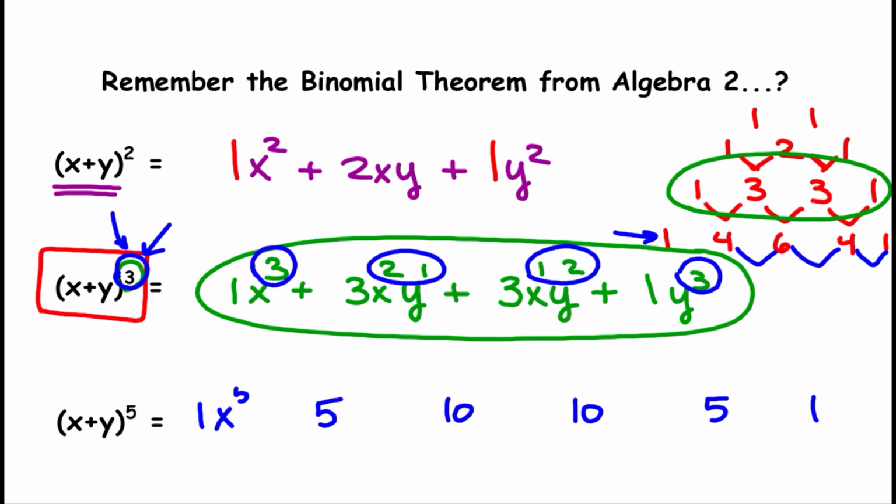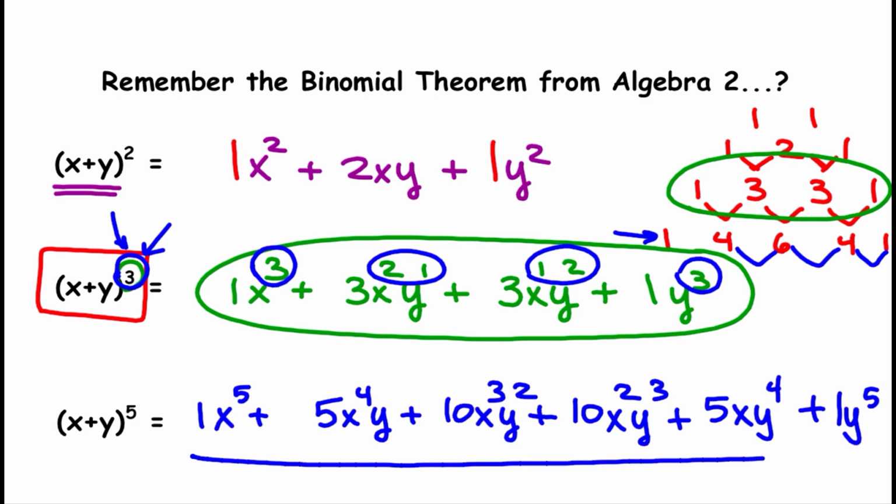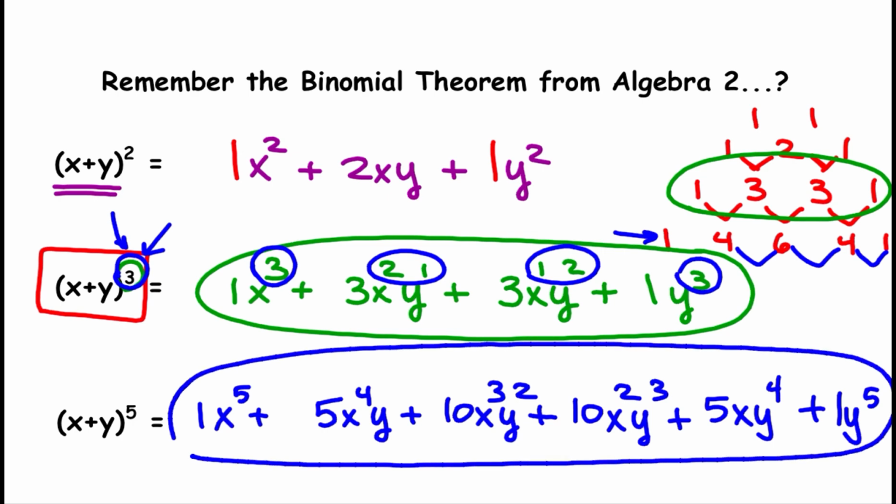So it's 1x to the fifth. And again, the x's lose power, so x to the fourth, third, squared, x to the first, no x's at all. The y's start to gain strength. Squared, third, y to the fourth, y to the fifth. I'll turn that into a plus sign. Let's put some plus signs in the middle. And there you go. That's x plus y to the fifth, much faster than doing it the long way and actually foiling it out 5 times. Oh my gosh, that'd be crazy.